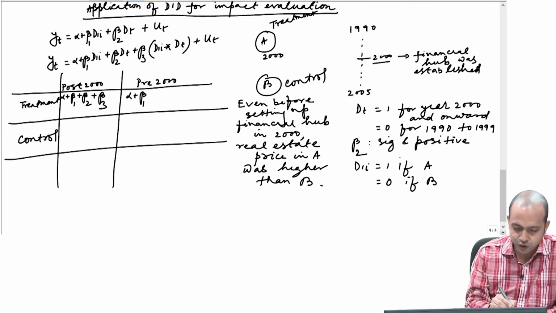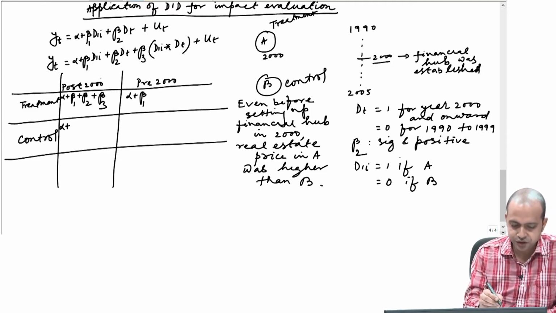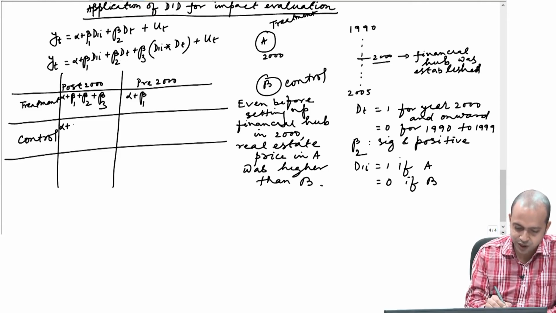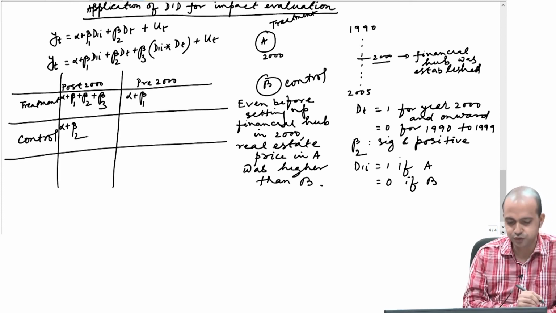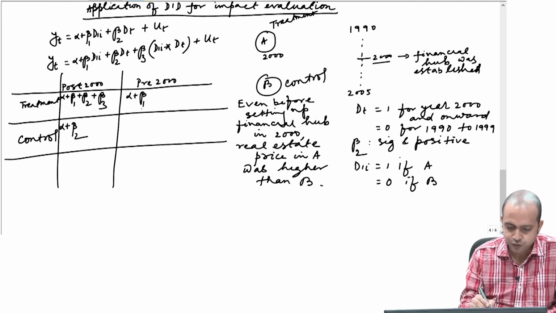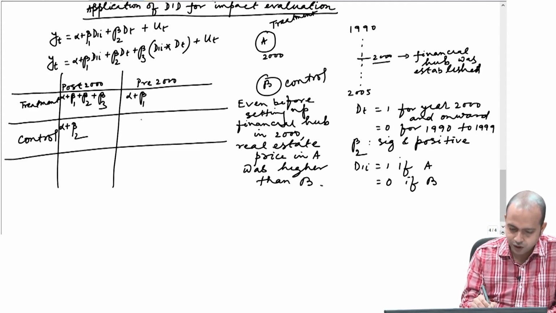Similarly, for the control category post 2000, since it is control, d1i equals 0 and you will have dt. So, that means alpha plus beta 2. Similarly, for the control and pre, both d1i equals 0 and dt equals 0, that is my benchmark category, you will have alpha, and everything else is 0.